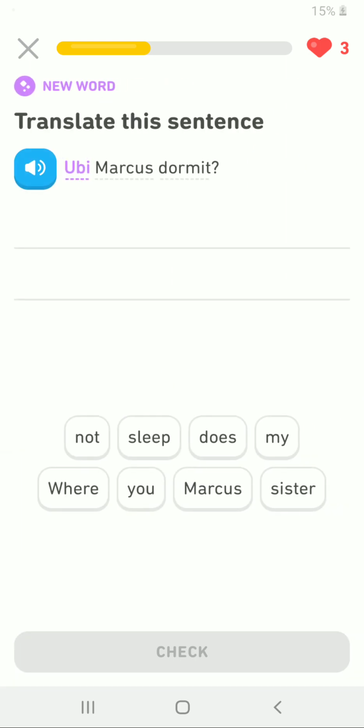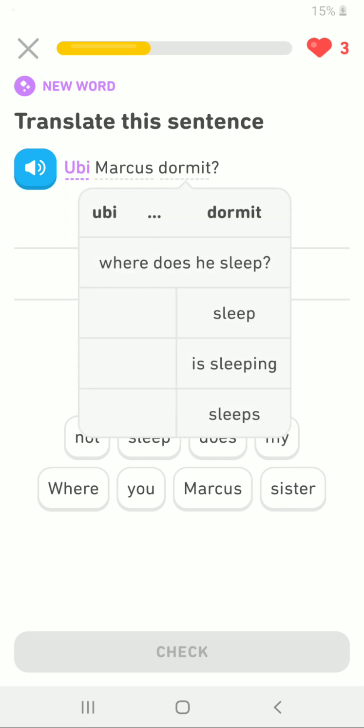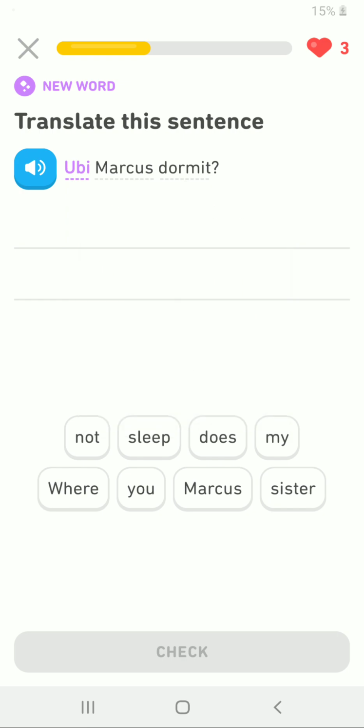Ubi Marcus dormit? So dormit, I guess it's sleep. Dormire in Italian, dormir in French, so in all the Romance languages. So dormit, it's to sleep.